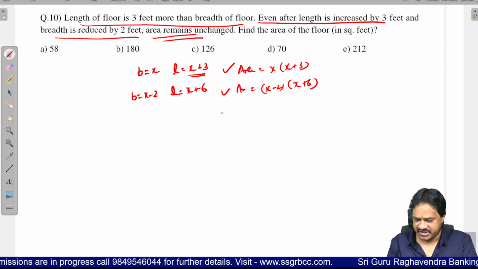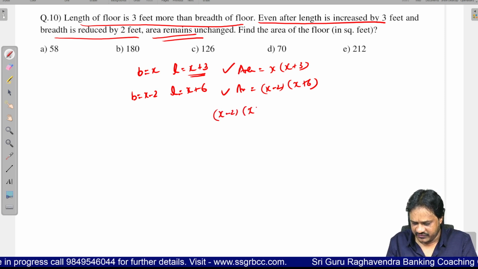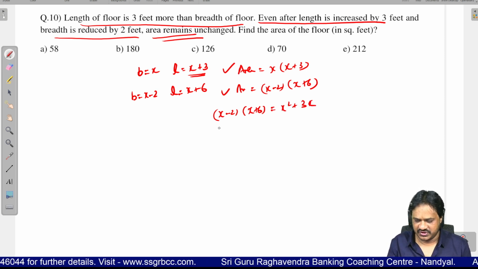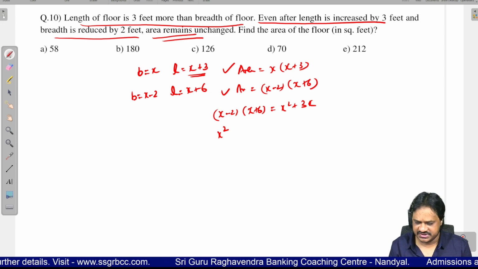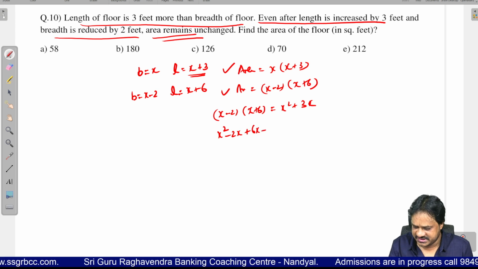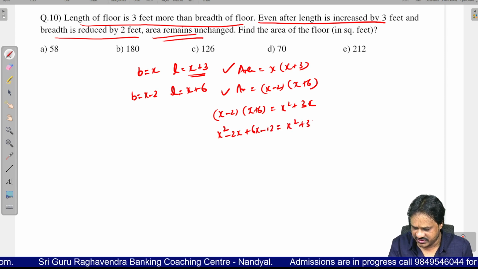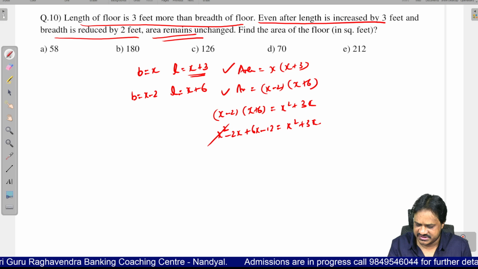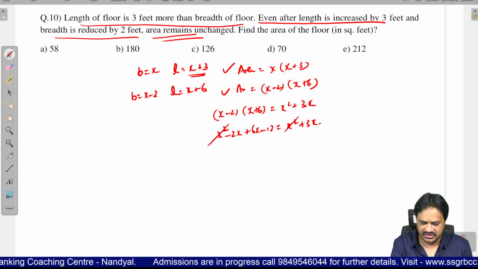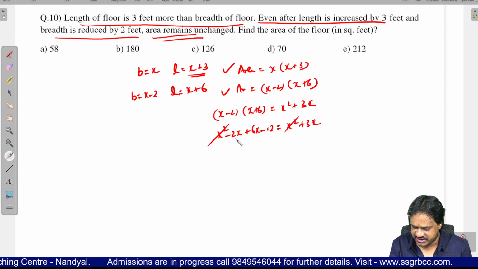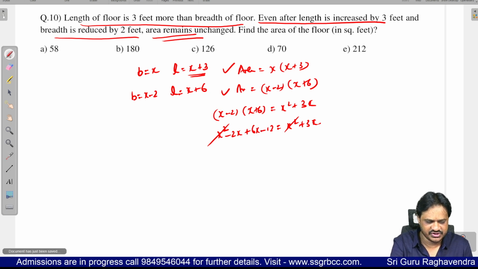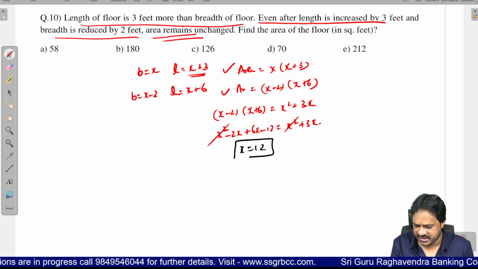So these two areas are equal means x minus 2 of x plus 6 is equal to x square plus 3x. If you do the calculation, this is x square minus 2x plus 6x minus 12 is equal to x square plus 3x. In this, x square will get cancelled, x square will get cancelled. Now if you do the calculation, 6x minus 2x is 4x. If you bring this 3x, it will be x. So x value is 12. We will get x value as 12.